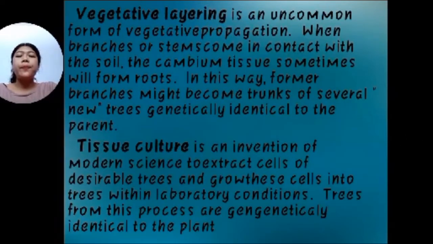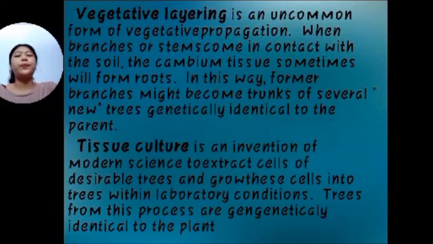Vegetative layering. It is a common form of vegetative propagation when branches or stems come in contact with the soil. The cambium tissue sometimes will form roots. In this way, former branches might become trunks of several new trees genetically identical to the parent. It is also a technique of plant propagation where the new plant remains at least partially attached to the mother plant while forming new roots.